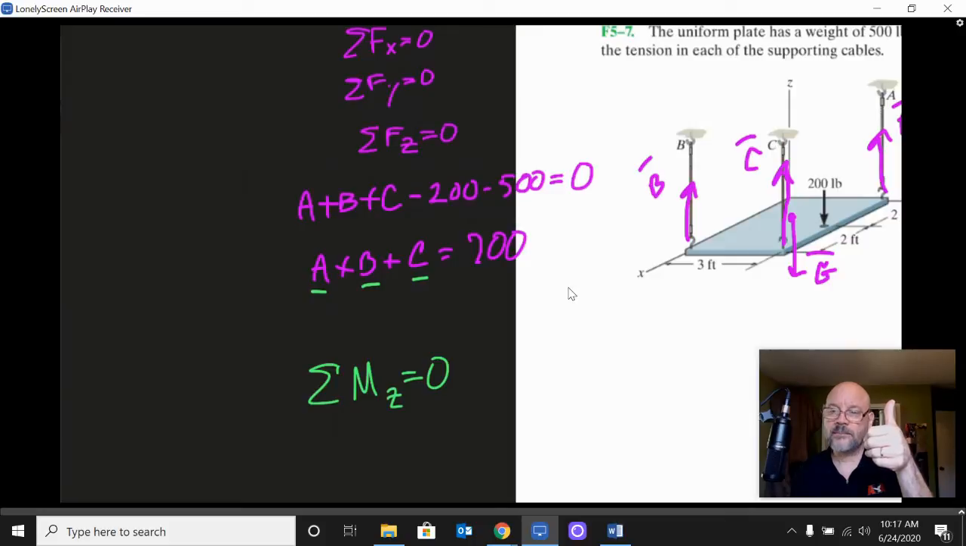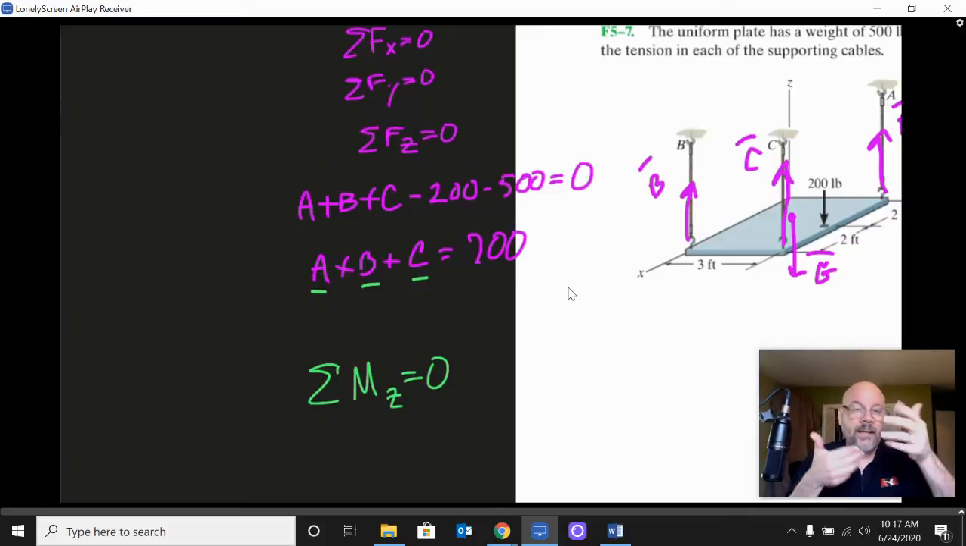I think that's right. All right. I'll probably end up going back and forth. I apologize. But let me stick with my right hand so I don't confuse myself. A positive moment is when it wants to wrap this way, in the direction of your fingers.